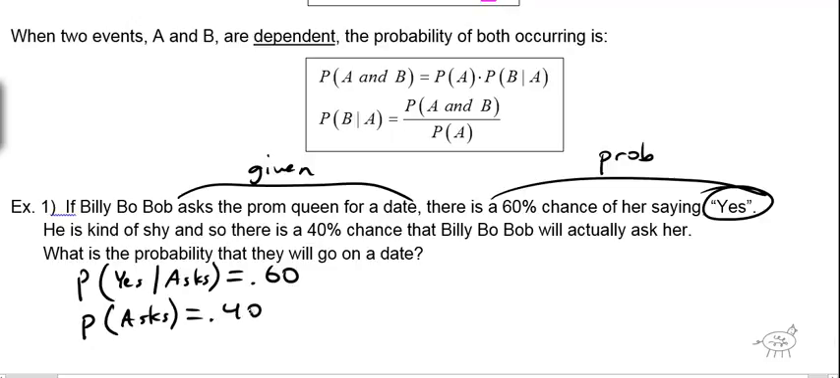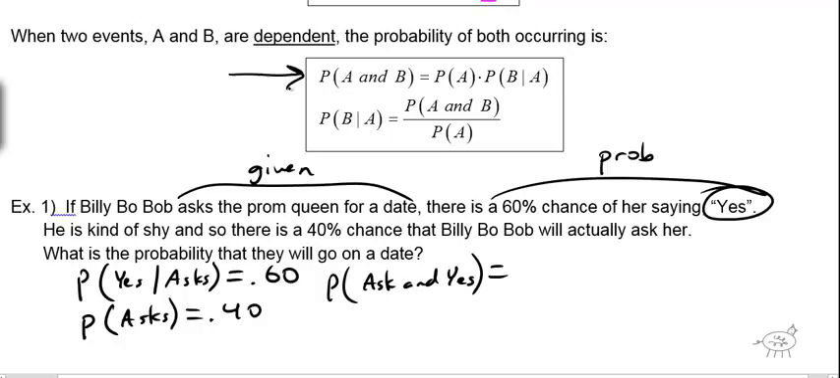Okay? And they want to know the probability that he asks her and she says yes. And the reason I say that's what I'm looking for, it says, what is the probability that they will go on a date? Well, how are they going to go out on a date? Okay, they're only going to go out on a date if he asks her and she says yes. Okay, so both of those have to be true. And so what we're going to do is we're going to look at this guy right here.